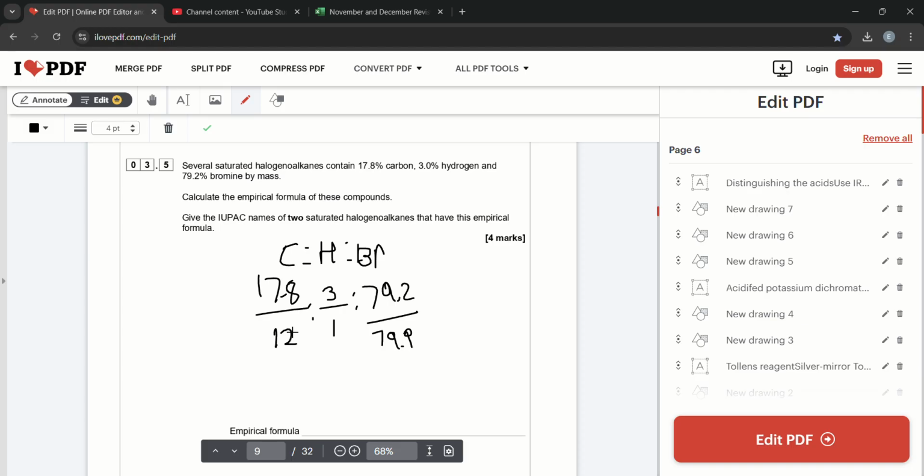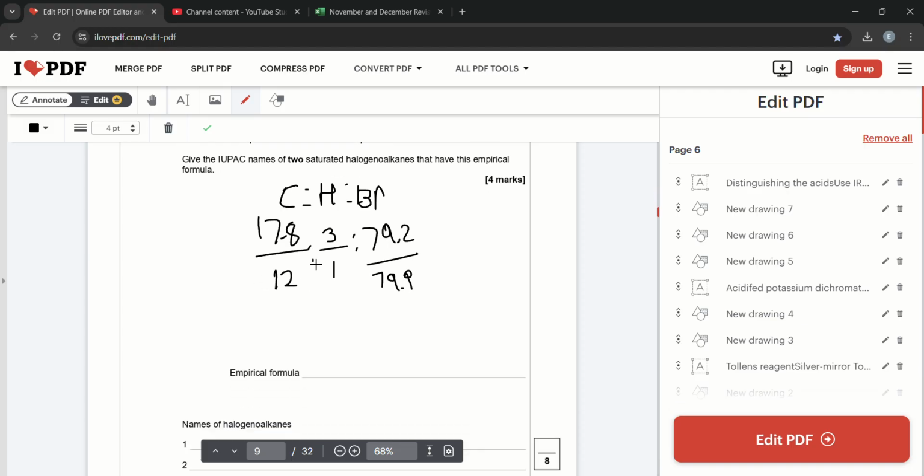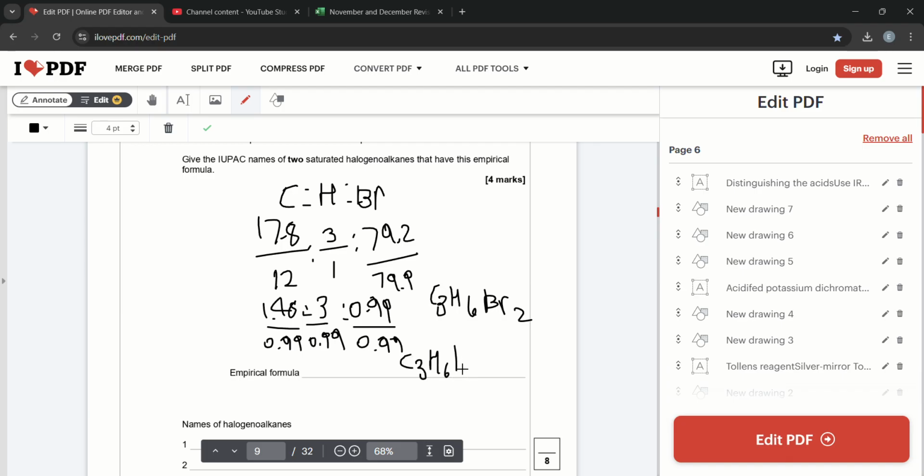Okay, so we should get 1.48 to 3 to 0.99, and then we need to divide by the smallest, 0.99. Need to divide by that. And then we'll times by 2 to get an empirical formula. We should get C3H6Br2. C3H6Br2.